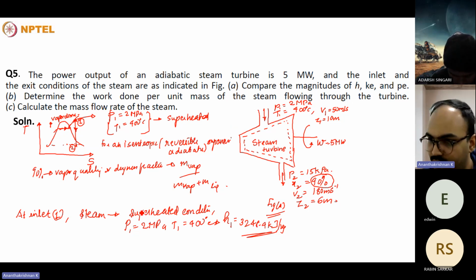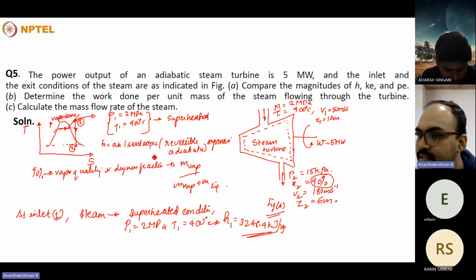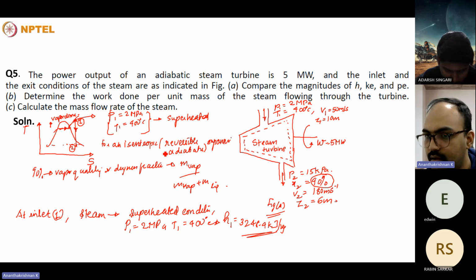In this case, we need not require the entropy as such because every state point is straight away known. If there was a case where it was mentioned that it was an isentropic or a reversible adiabatic turbine, then we can calculate the specific entropy at this particular point. And since this is an isentropic process, the exit point will also have the same entropy.